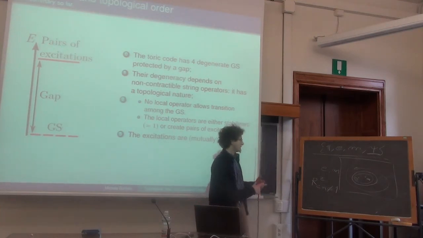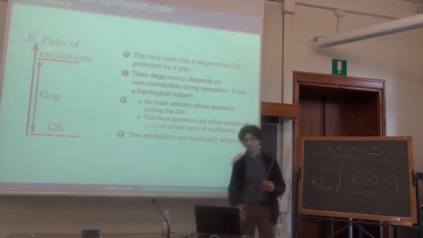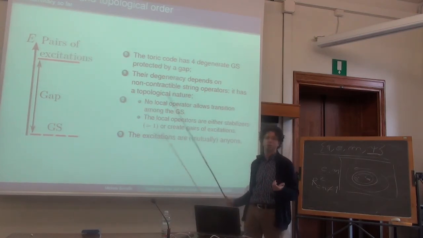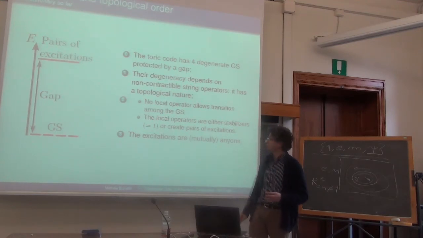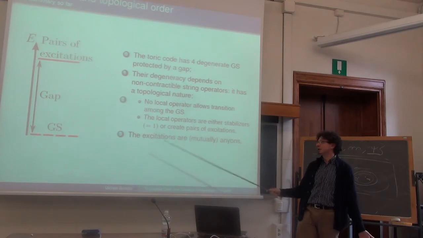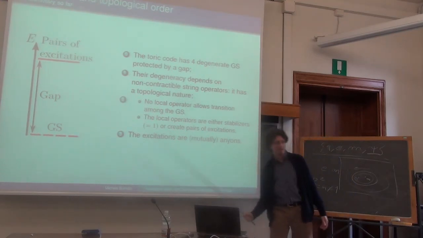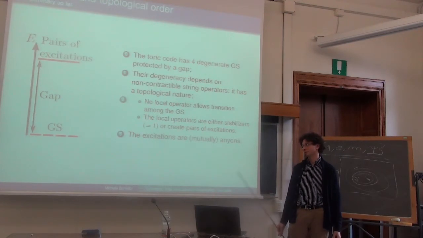Actually, each pair of non-contractible loops gives me a degeneracy 2. And on the torus, since I have 2 different sets of non-contractible loops, I have a degeneracy of 2 to the genus of the torus, which is 4. And so the degeneracy of these ground state manifolds depends on the topology of the system. Changing the boundary conditions or producing holes will change this.